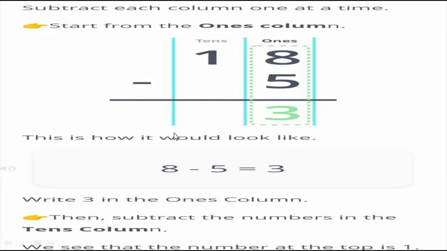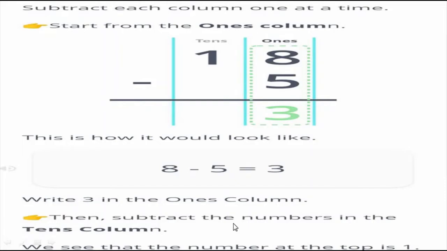Look, first of all we have to subtract 8 minus 5, ones column. By subtracting 5 from 8 we get number 3. This is how it would look like. 8 minus 5 is equal to 3. Write 3 in the ones column.